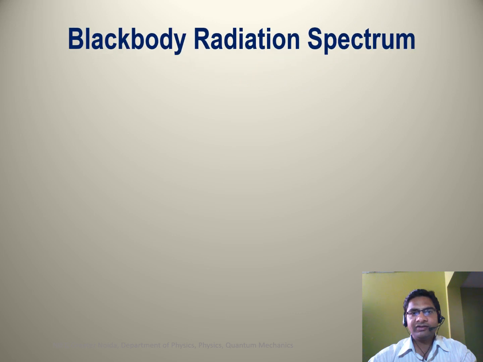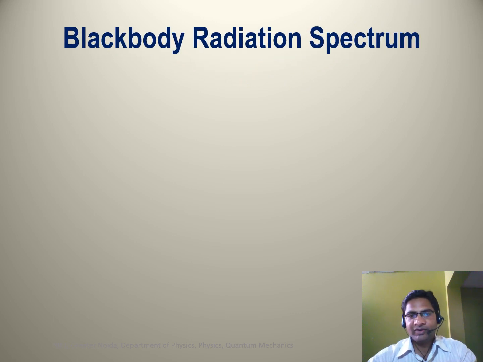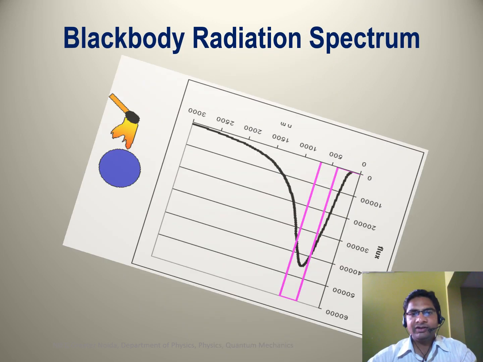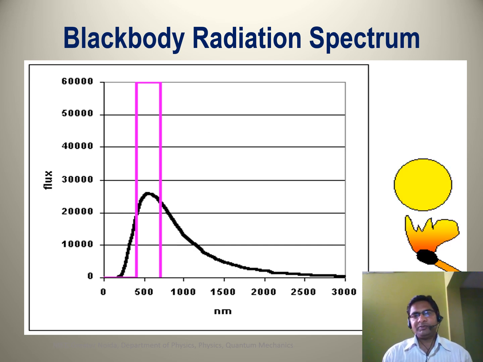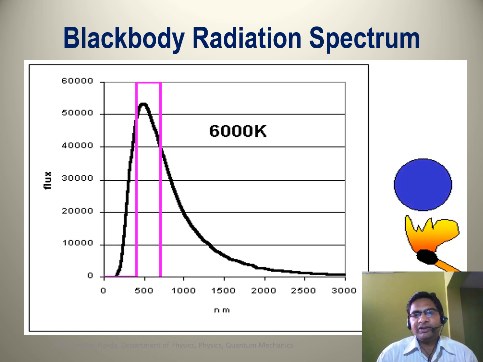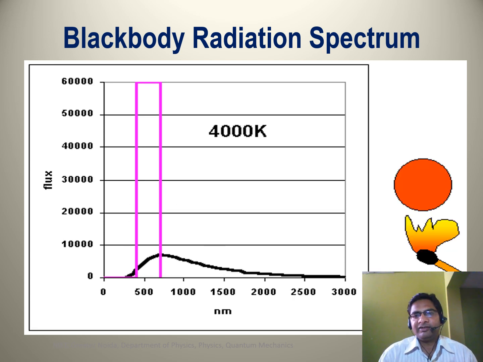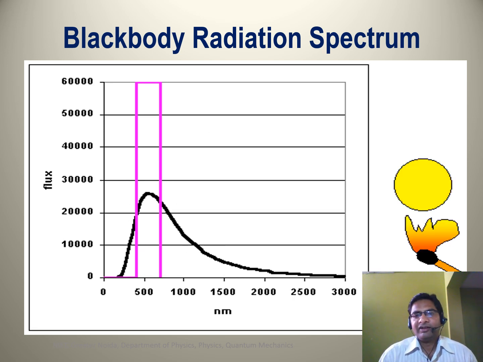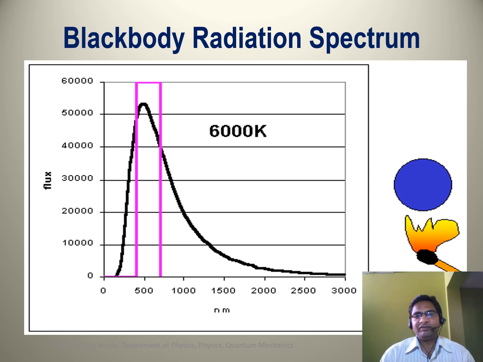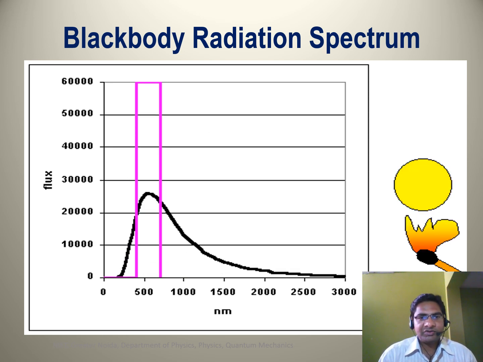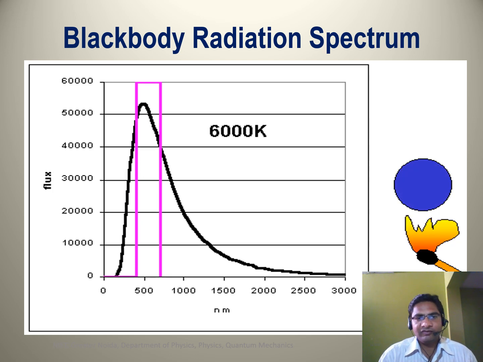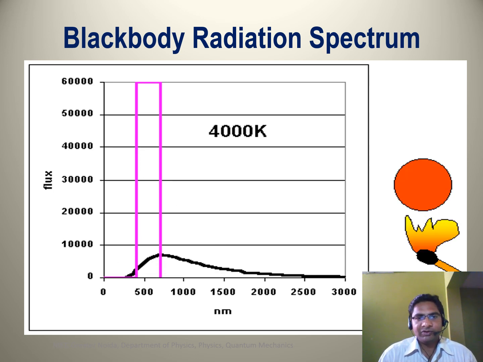So now we study the black body radiation spectrum. So what happens if we heat a black body? In that animation you are seeing a black body is being heated and it is changing its color. It means it is emitting different radiations. So a graph is plotted between the energy emission per second per unit area, this is energy flux, with respect to the wavelength.